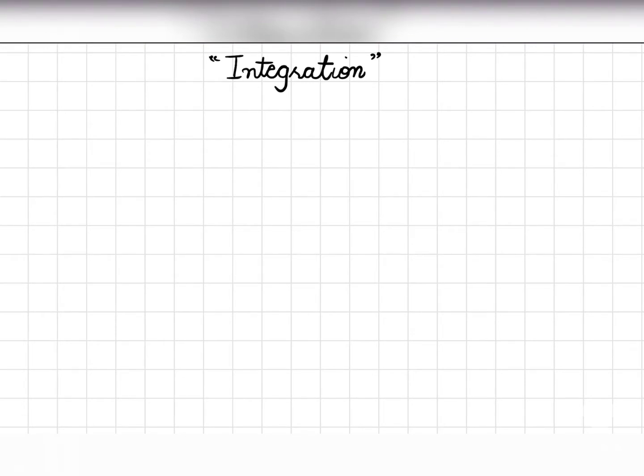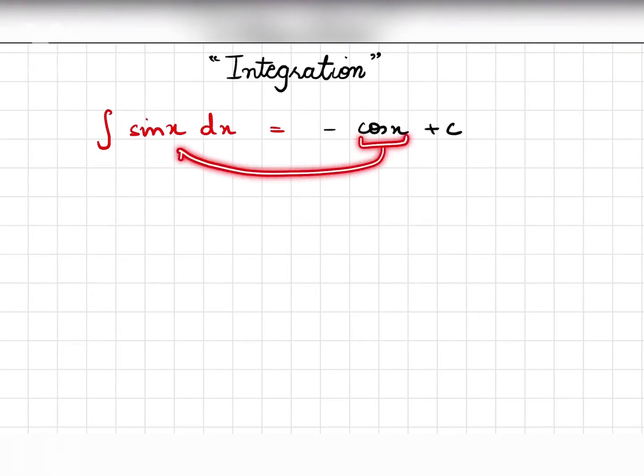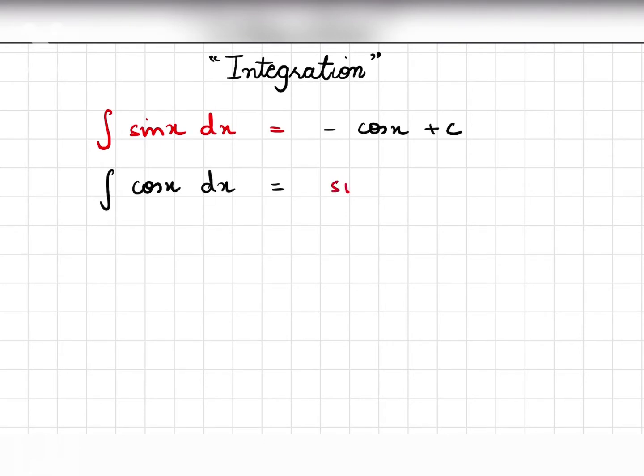So the integral of sine x will be equal to negative cos x plus c. The differential of cos x was equal to negative sine x. That's what I'm talking about when I say they're opposites. The integral of cos x dx will be equal to sine x plus c. And the integral of sec square x dx will be equal to tan x plus c.